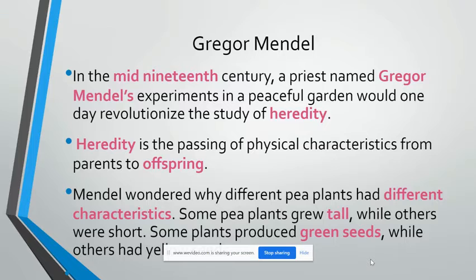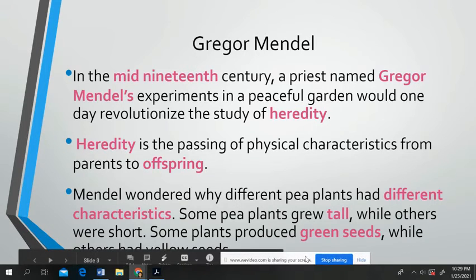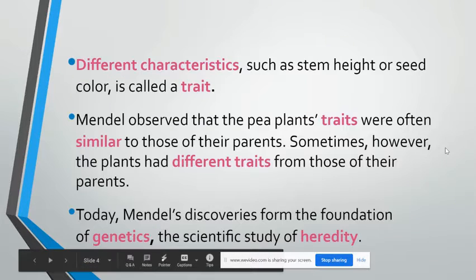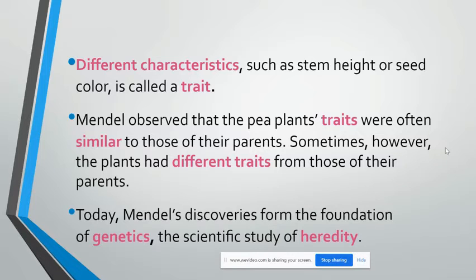One of the things that Mendel wondered was how different pea plants have these different characteristics. If they were all a pea plant, shouldn't they all be the same? But some of the pea plants grew really tall, others were short. Some had green seeds, others had yellow seeds, and even in our textbook, it showed how the seeds had different textures and shapes, all of that. Those different physical characteristics that we can see, such as stem height or seed color, are called a trait.